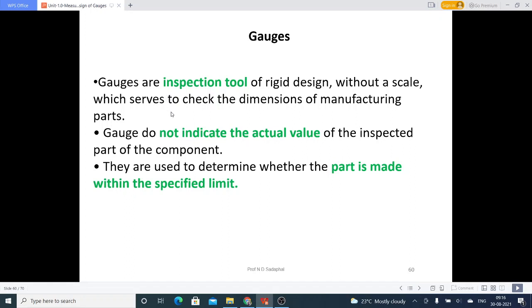These are used to check the dimension of a manufactured part. Gauges are not going to show the actual dimension. They only show whether your part is made as per the specification or not. They are used to determine whether the part is made within the specified limit or not. Whatever tolerance zone is given, whether your part is manufactured within that tolerance zone or not, that is what the gauge is going to indicate. They are not going to indicate the dimensions. Remember, this is a very important thing.